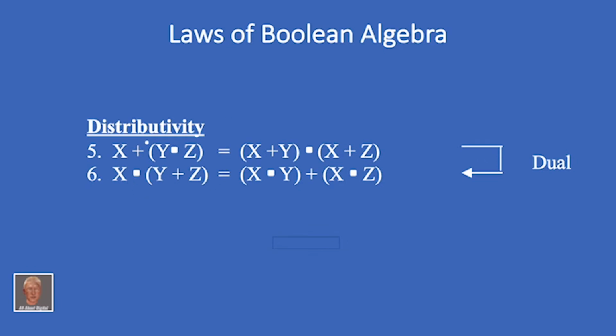Distributivity says that, for instance, number 5, if you have x plus y times z, you have a mixture of plus and multiply, or union and intersect. That's equal to x plus y times x plus z. Now, the second one here is what we normally are used to using with normal algebra, and that's you just multiply this out. You get x times y plus x times z. Okay? So this is laws 5 and 6.